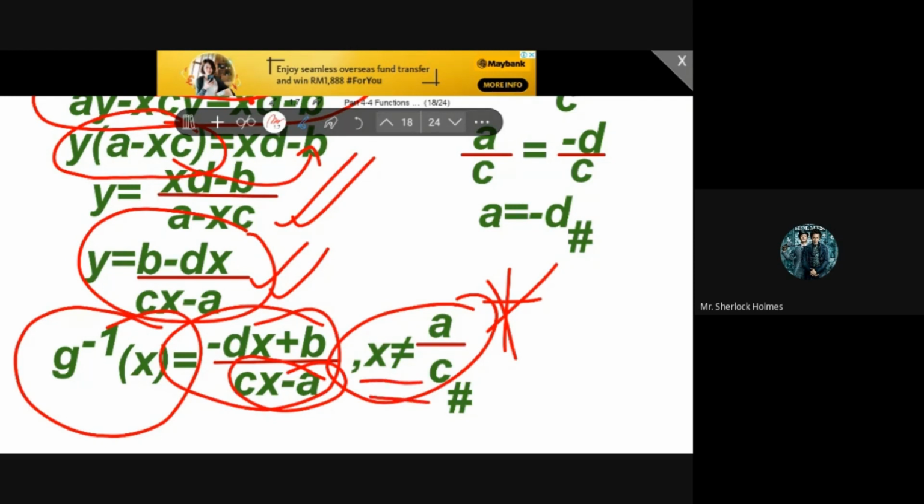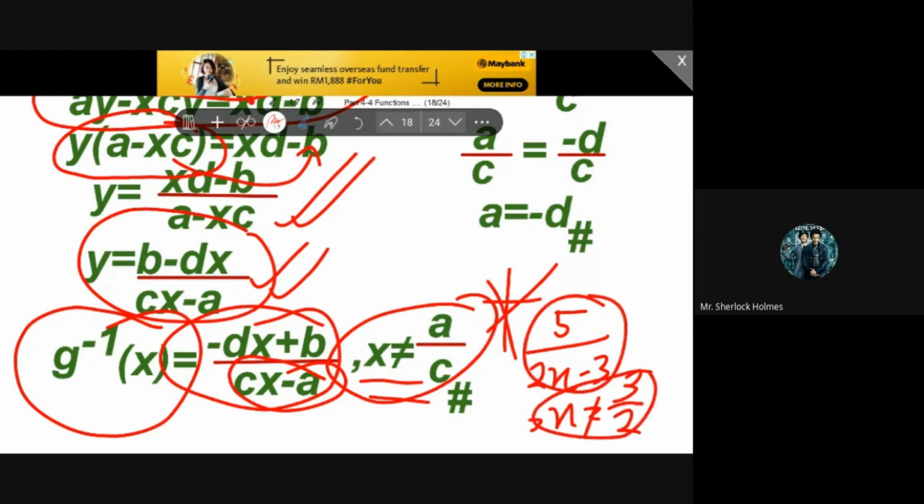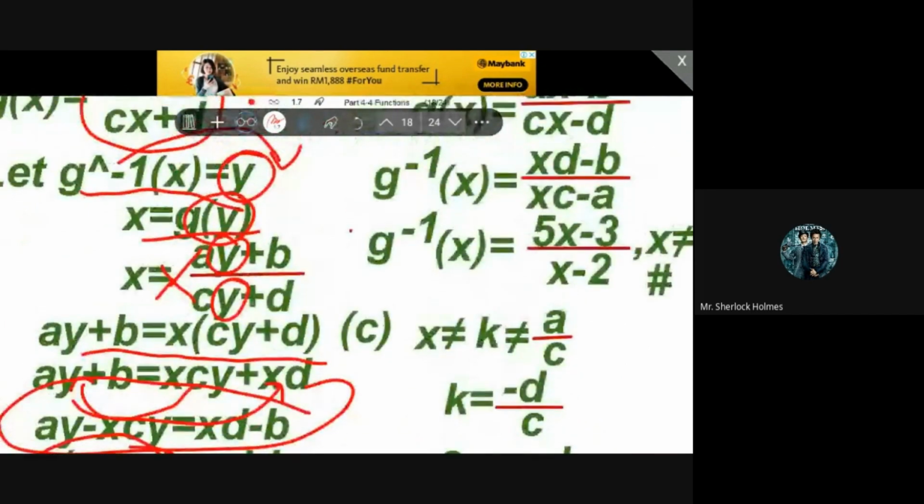You must always put this when you have a variable. Let's say 5 over 2x minus 3. So x cannot be equal to 3/2. You have to write this. You cannot just leave like this. Ini dah salah dah. Walaupun jawapan betul tapi separuh jalan saja. Just halfway through.